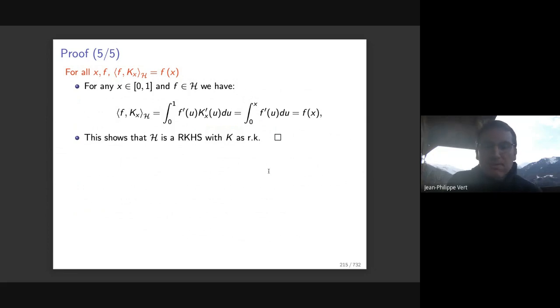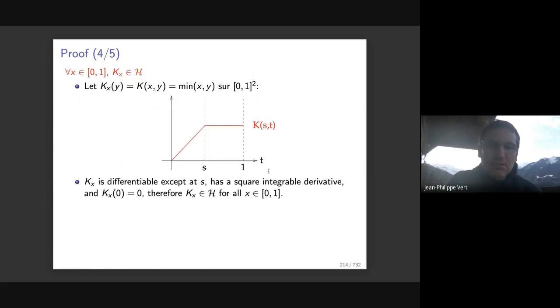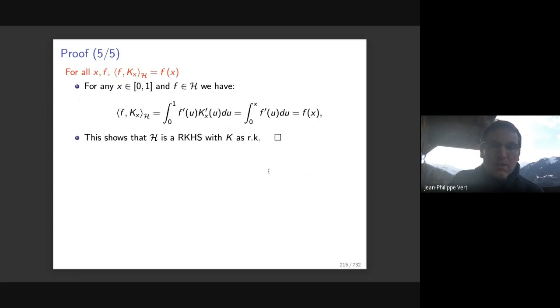But using the picture in the previous slide, you see that the derivative of kx is equal to 1 between 0 and x, and to zero between x and one. So when you multiply it by f prime of u, you just obtain the integral between zero and x of f prime of u du. And because f is supposed to be absolutely continuous, this is equal to f of x. Right, so finally, this shows all the properties, and therefore that the space capital H is the RKHS of the min function.